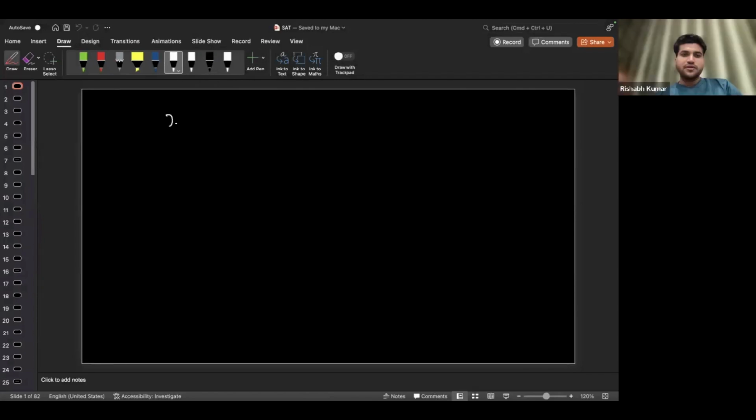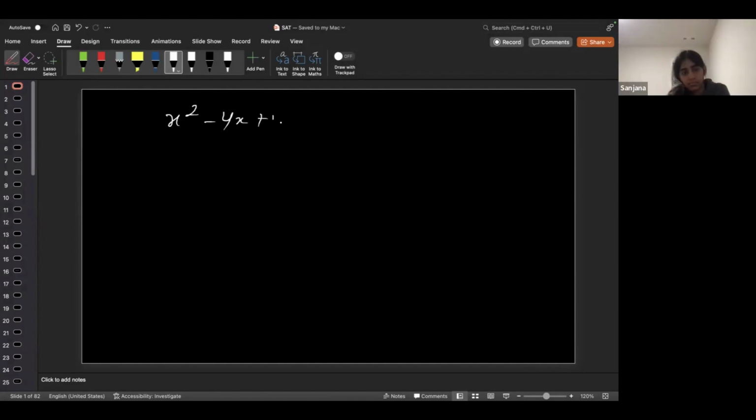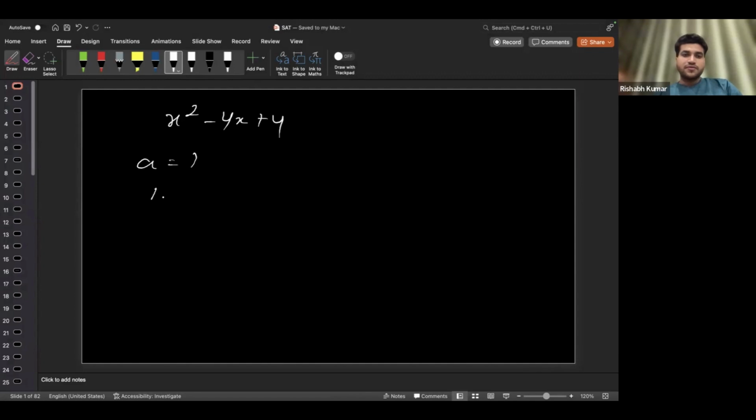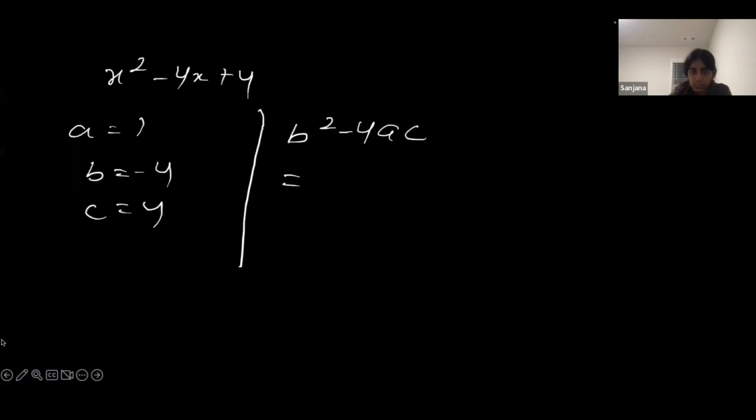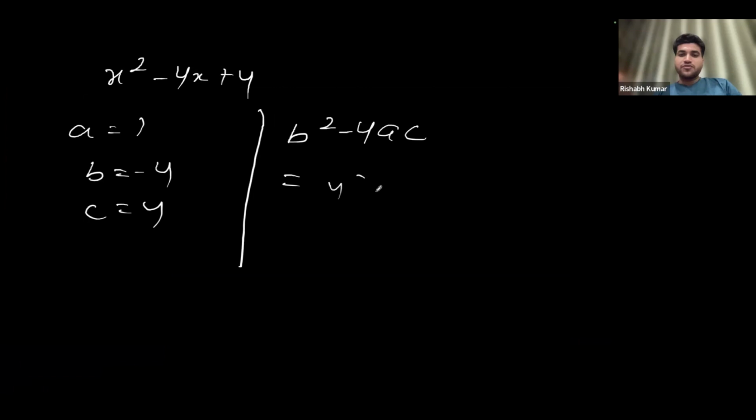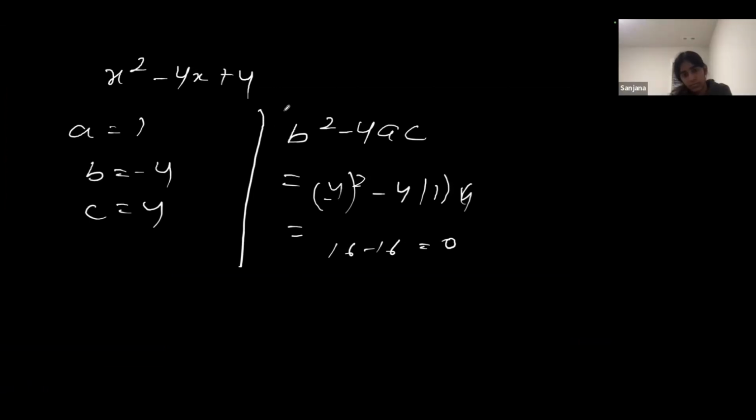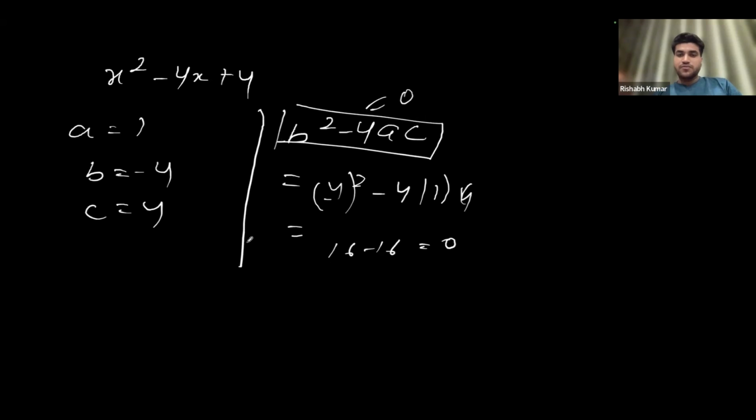Let's say we have a quadratic equation x square minus 4x plus 4. So here our a value is 1, b is minus 4, and c is 4. What will be the value of b square minus 4ac? Zero. We have 4 square minus 4 into 1 into 4, so basically 16 minus 16, it will be 0. So if the value of b square minus 4ac is equal to 0, what will our roots be?